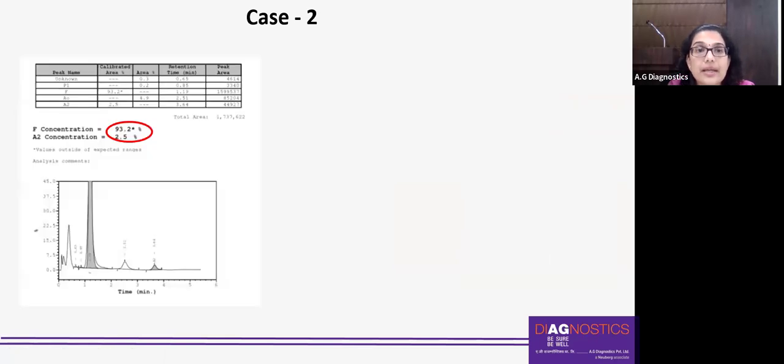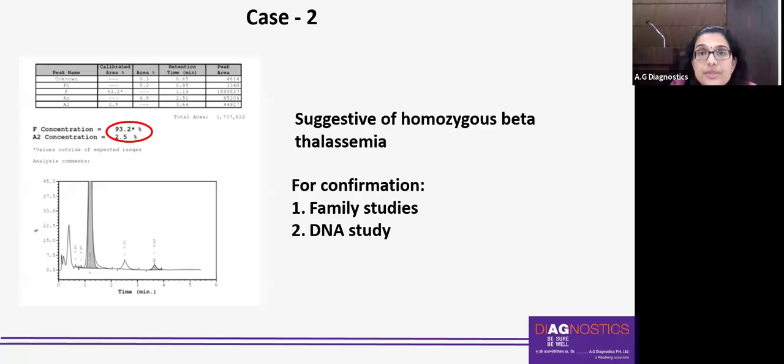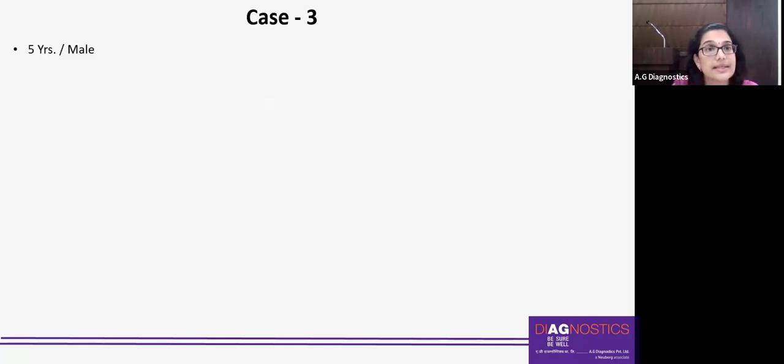We did the HPLC, which showed HbF concentration of 93.2%, suggestive of a homozygous beta thalassemia. Again, the confirmatory test would be the family studies and DNA study.